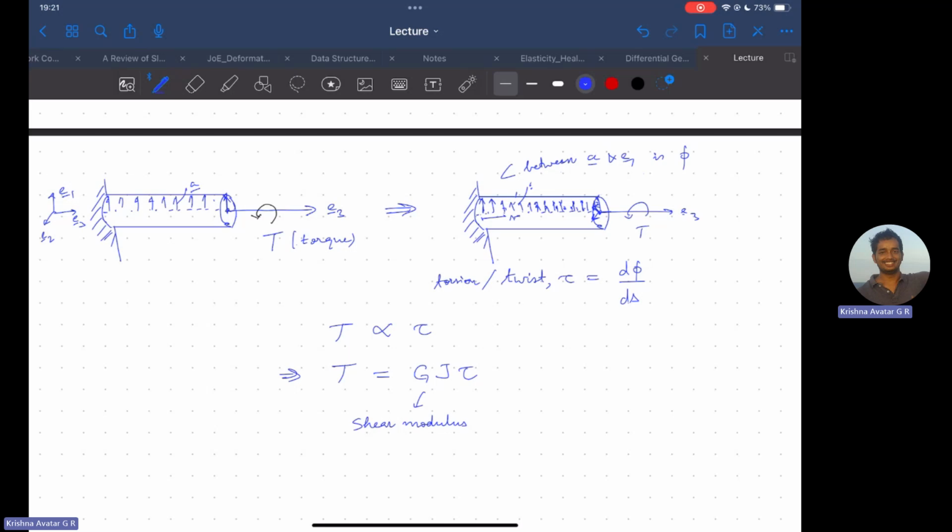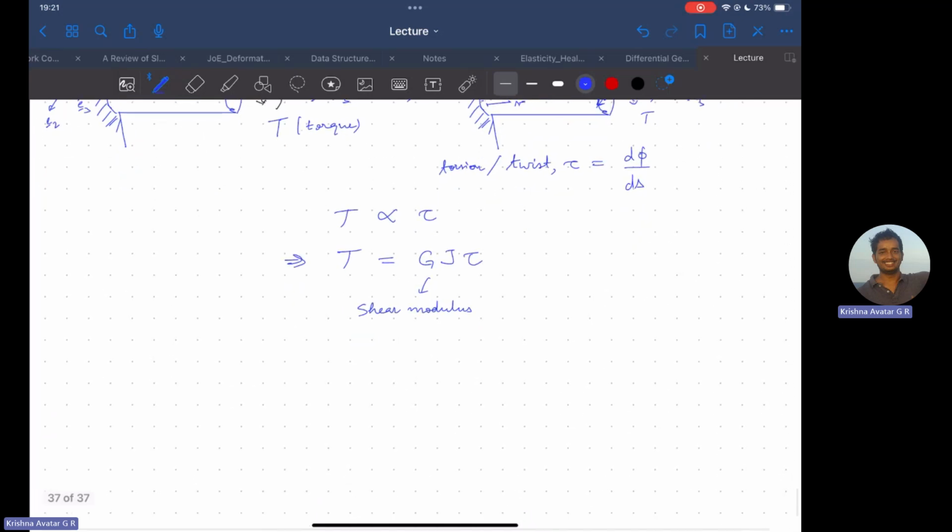Mind you that this is the shear modulus only for a circular cross section. That's assumed, right? And J is what we call the polar moment of inertia. This is again a third type, also a linear law for torsion. That's loosely what we can say, right?